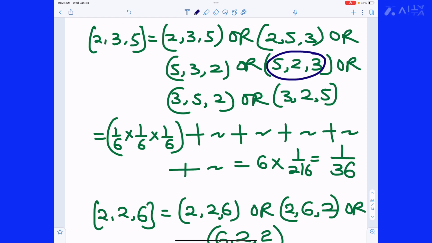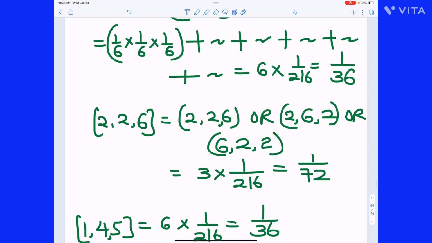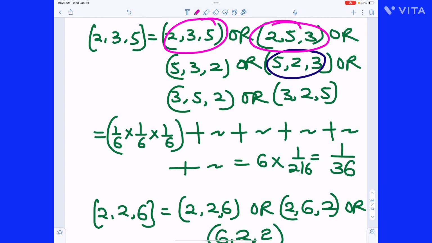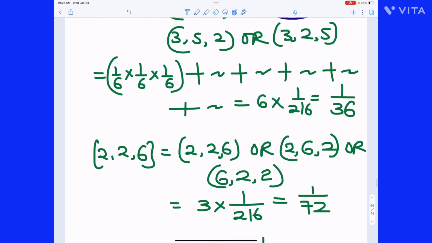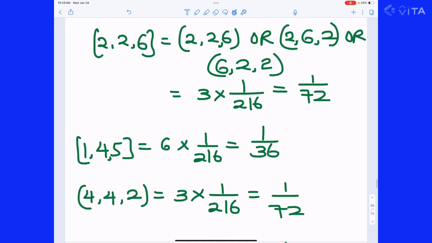So each of these is also 1 over 6 times 1 over 6 times 1 over 6. And there are 6 of such brackets. So you are going to have 6 different brackets. 1, 2, 3, 4, 5, 6. Each of them is 1 over 216. So if you add 1 over 216 6 times, you will get the same thing as 6 times 1 over 216, which is 1 over 36.